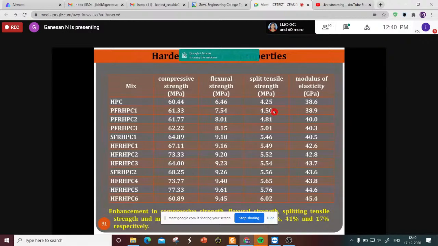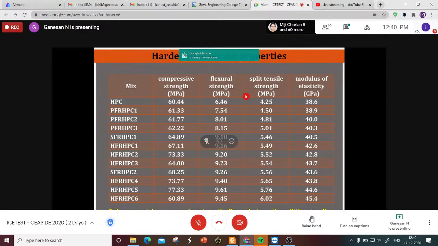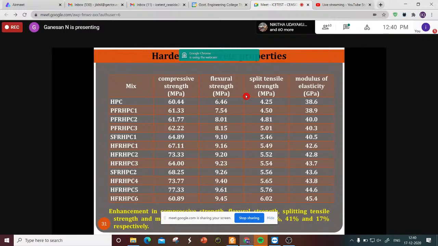The values which are given here show that there is always an enhancement with the addition of the steel fibers. But in the case of compression, you will not have much increase in the compressive strength of the concrete. Sometimes you will have a reduction in compressive strength. On the other hand, in the case of flexural strength and split tensile strength, there is a marked improvement with the fibers, single fiber or hybrid fibers.